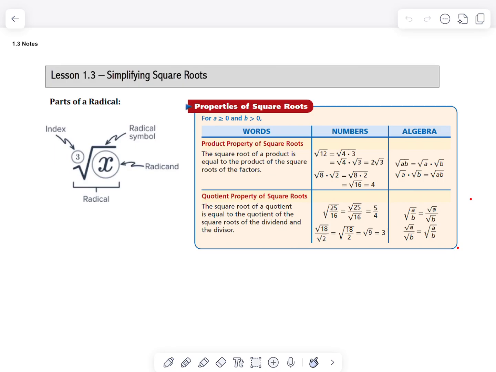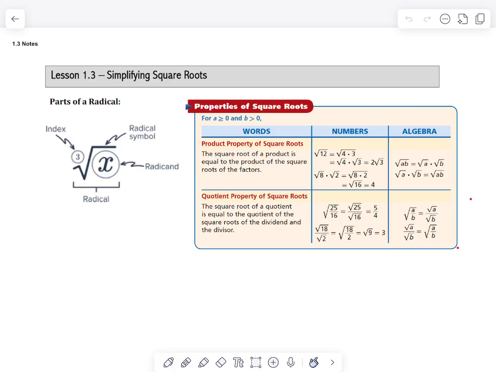All right, this lesson is on simplifying square roots. On the left side shows you the parts of a radical. The left side is the index. We'll be focusing on the index of 2, so that number won't be there, but that index will be the number 2, so square it. And then we have the radicand, which is underneath the radical symbol.